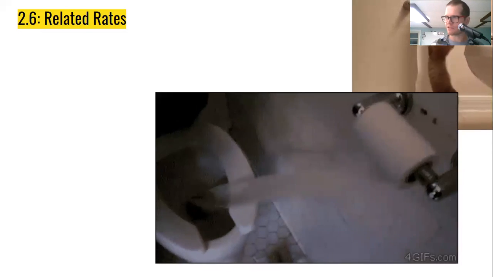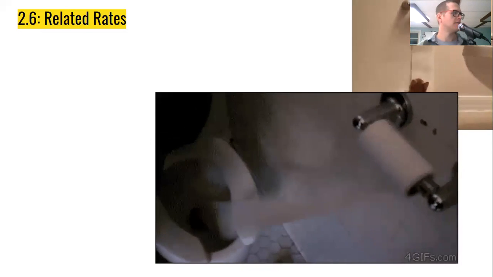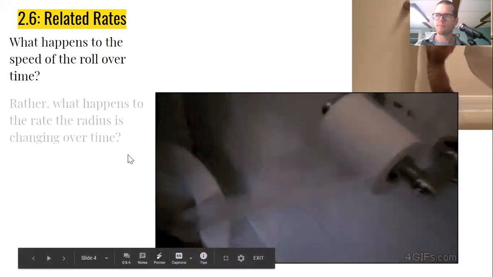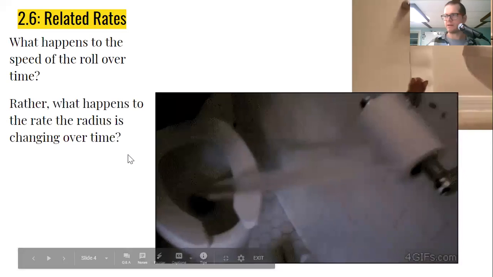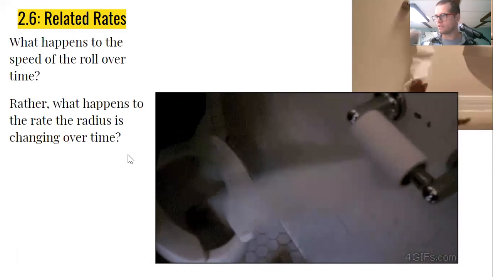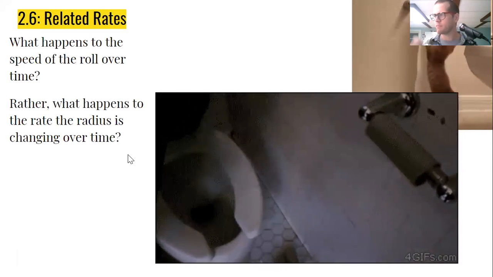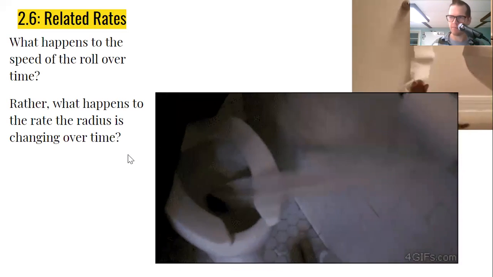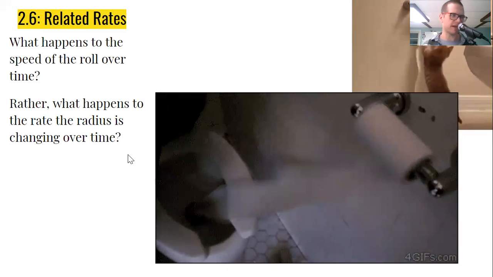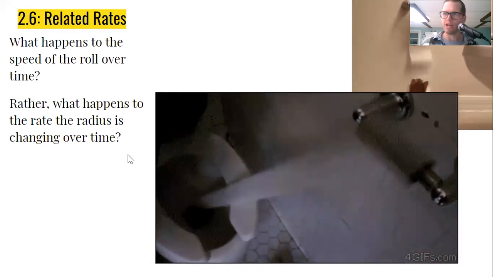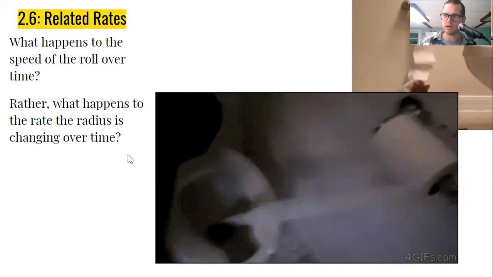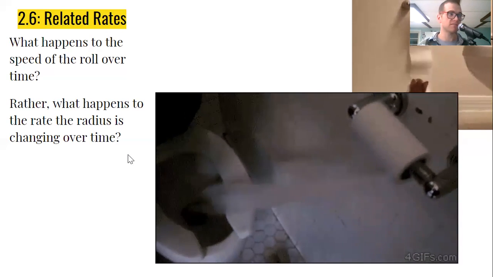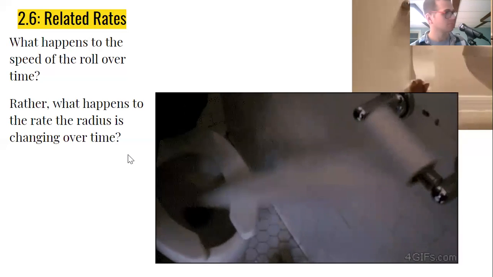It also made me think of this one. So two questions I have to ask about this. You use the cat one as the reference, but that one's kind of hard to see. It's a little bit easier to see it on the other one. What happens to the speed of the roll over time? Or rather, it's related but slightly different: what happens to the rate the radius is changing over time? Is it increasing, decreasing, staying the same?